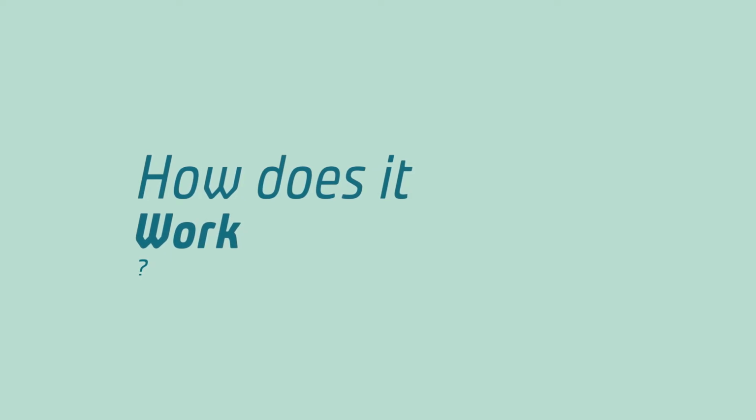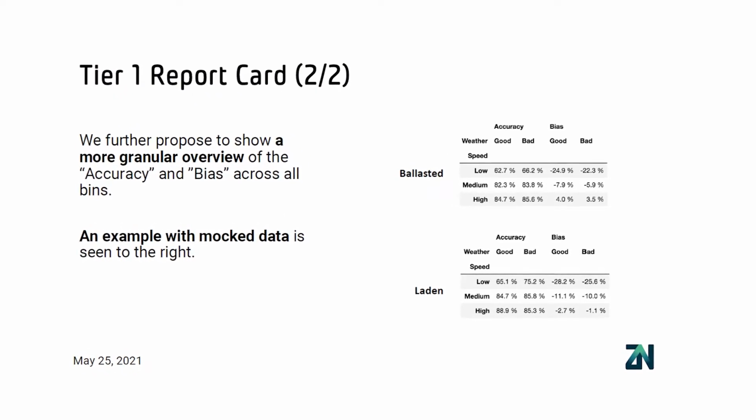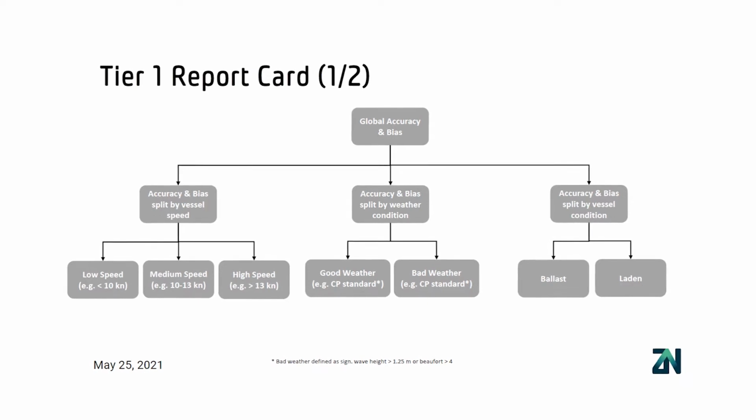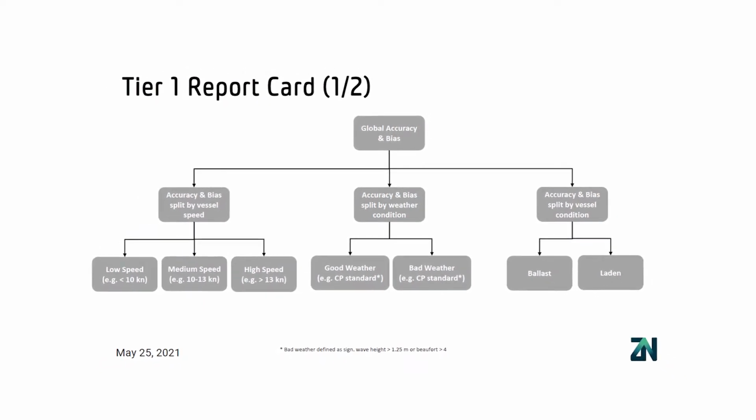So when we look at the different conditions that exist for a vessel, we try to combine different important parameters such as ballast, laden, good weather, bad weather, low, medium and high speed. By doing so, we can create a scorecard where we're able to look at each different combination of parameters to really see how accurate is a fuel model under low speed, ballast, good weather scenario, for instance.